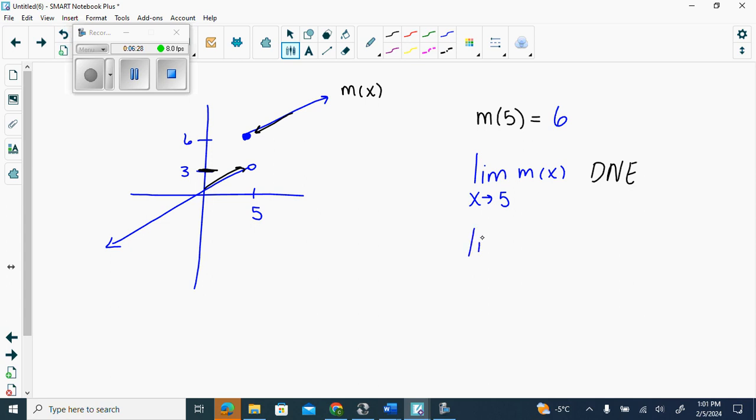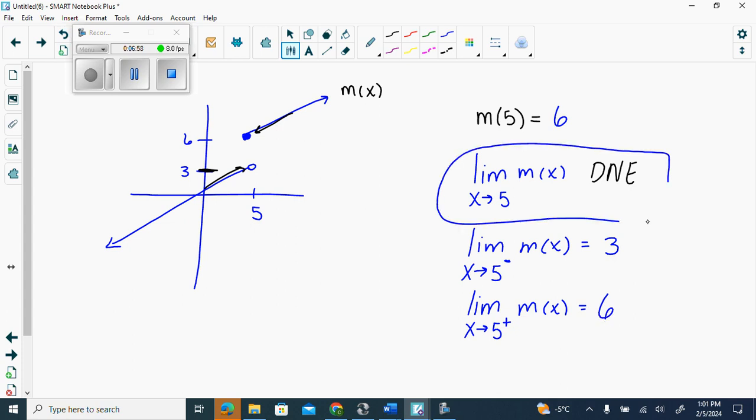We can say the limit as x approaches 5 from the left, that's how you say left, you put it after, of m of x. What was the limit as I approached from the left? What did it approach from the left? 3. And I can say the limit as x approaches 5 from the right. From the right, what did it approach? 6. But if these two don't match, this does not exist.